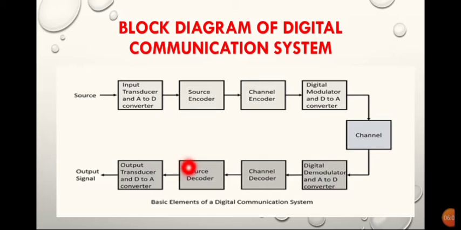Finally here we have the digital information which is applied to the last block, and that is what? The output transducer and D2A converter. The input is in digital form, which is converted into analog form by using the D2A converter. Now the output transducer converts one form of signal into another form, and here you have the output signal. So these are the basic elements or basic blocks of the digital communication system with their working.